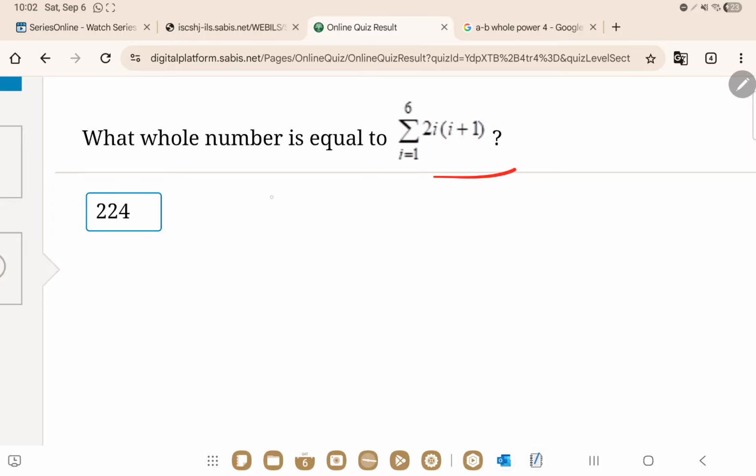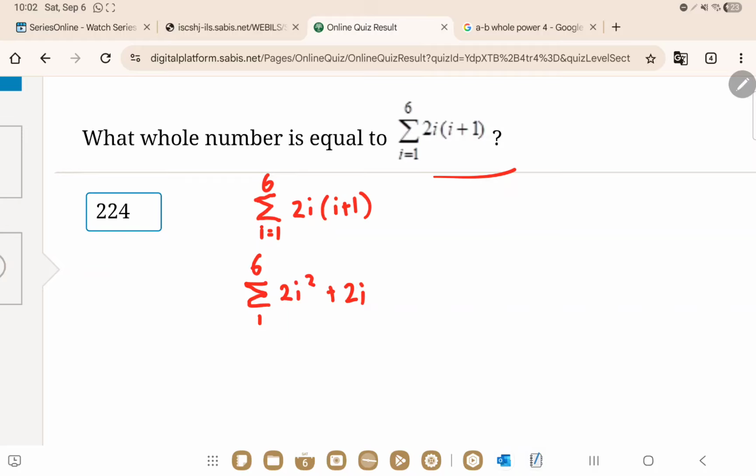So let's say they checked and we need to solve it without the calculator. It's very easy. So what we do is, first let me write it down. 2i into i plus 1. Now first I would distribute the 2i into the i plus 1. So it would be 2i squared plus 2i.